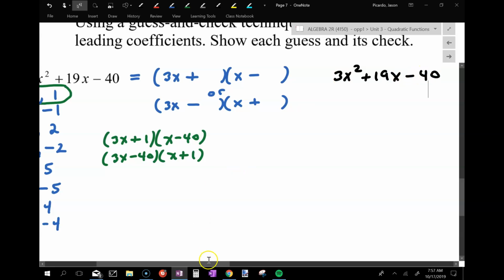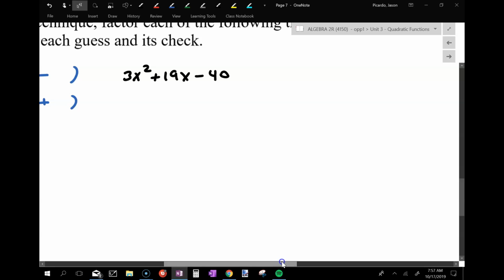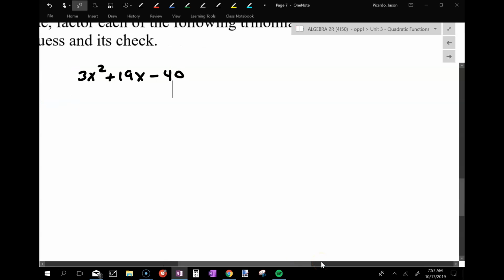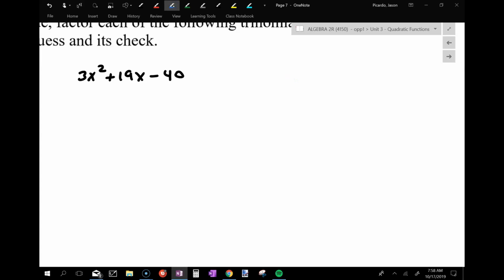All right, so what I'm going to show you guys is the other way. How do we deal with this in a more concise sort of approach? Something that will always work, almost like a routine. What I'm going to show you guys is called the AC method, right? And some of you probably remember this. Some of you probably called it slip and slide, right?